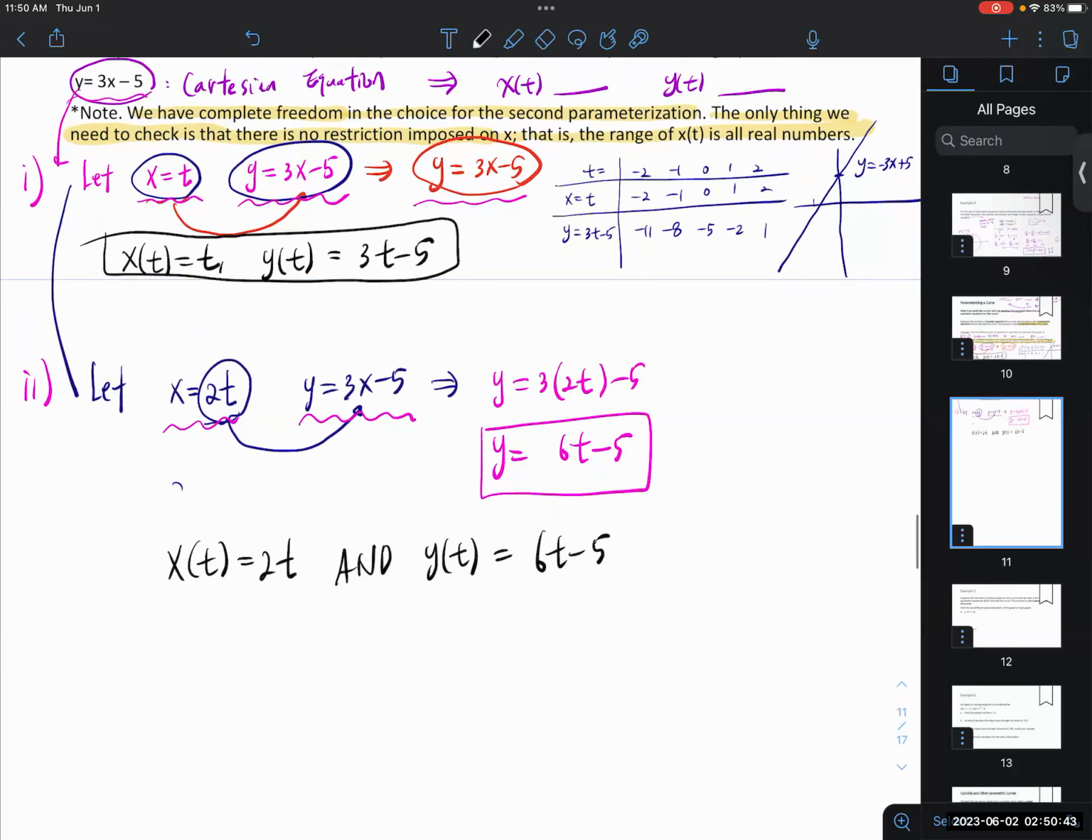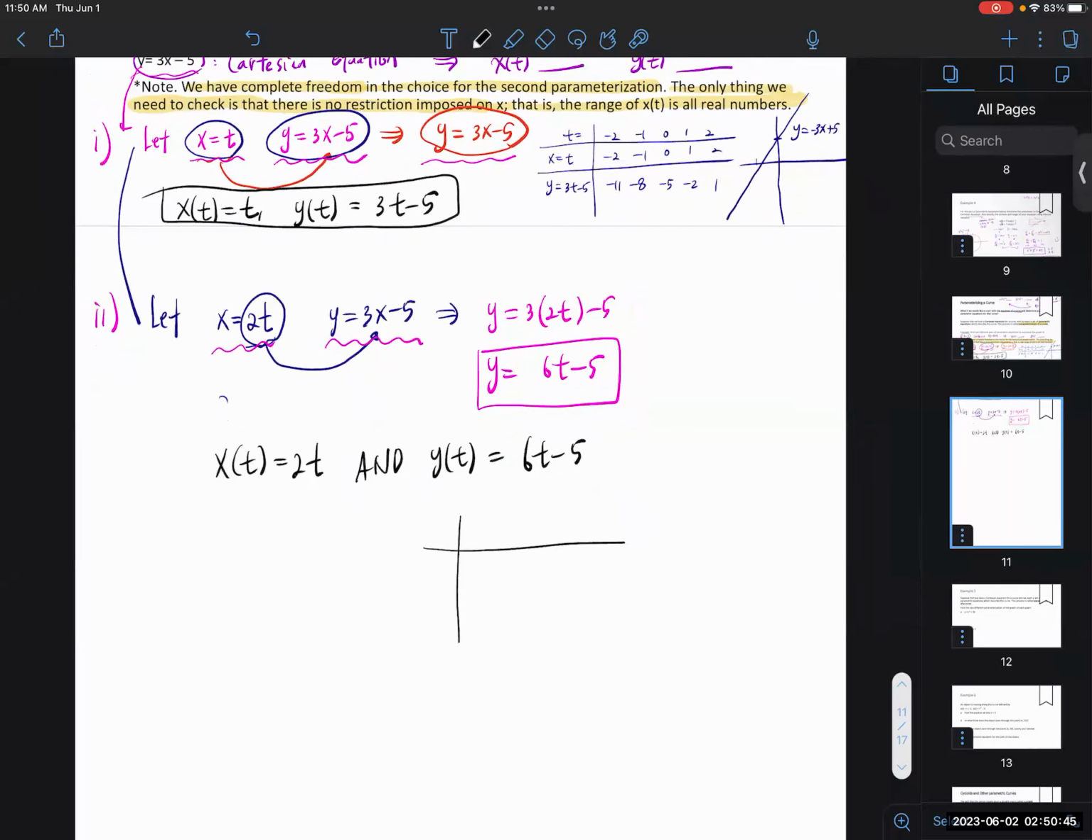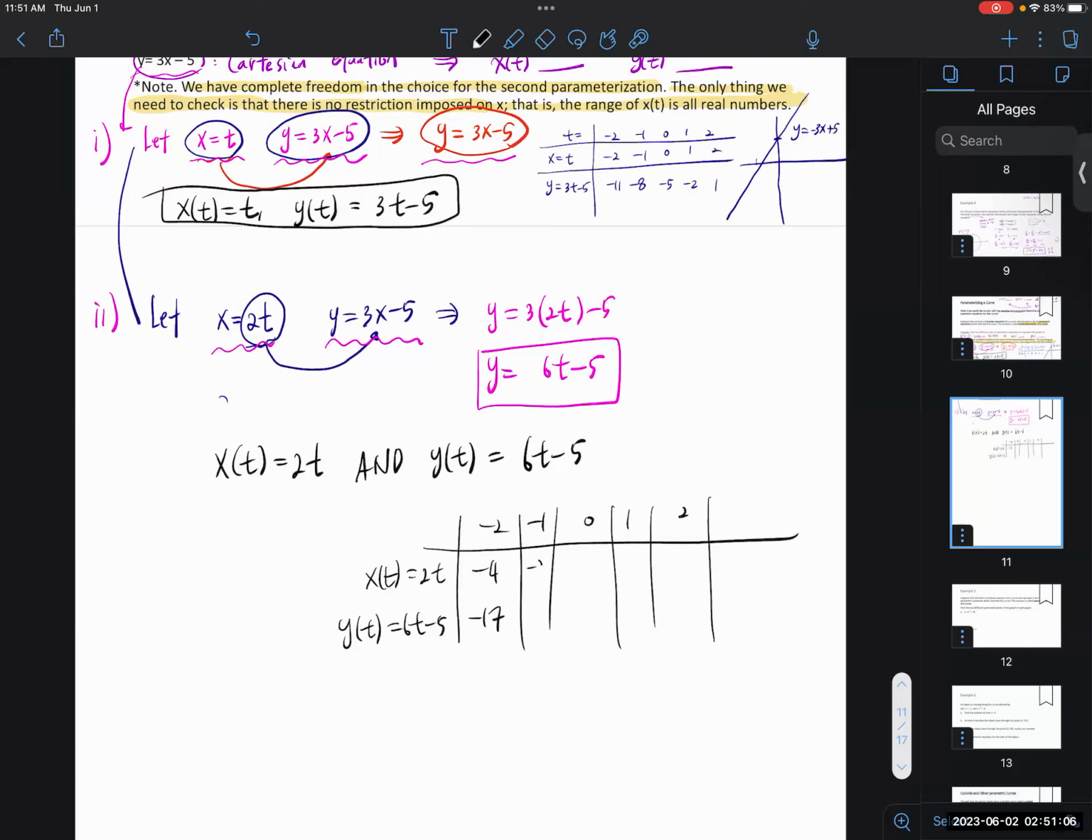So let's graph it. I'm going to show you what I'm saying. If you plug in -2, -1, 0, 1, 2, just random values, and this time x is 2t and y is 6t minus 5, fill out the table. You should get -4, -17, -2, -11, 0, -5. And then for 1, it's going to be 2, and then 1 and 2, 4. And you will get 12 and 7.